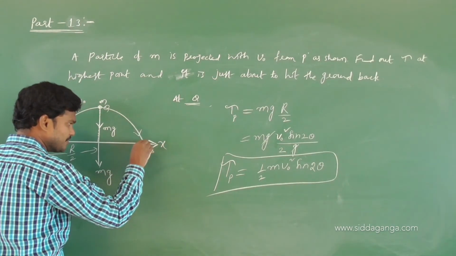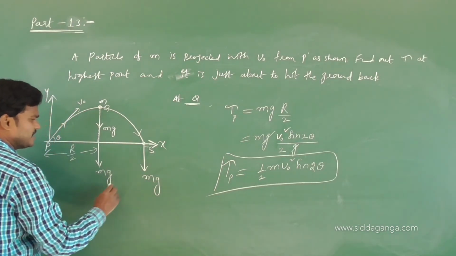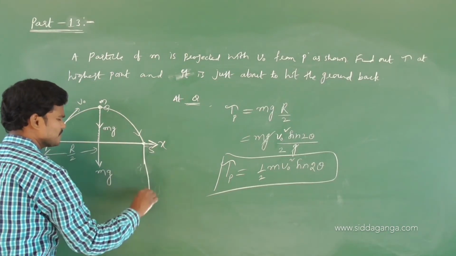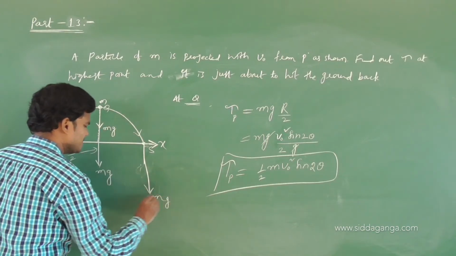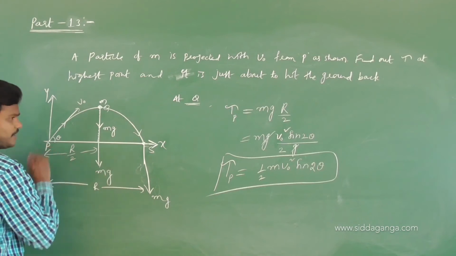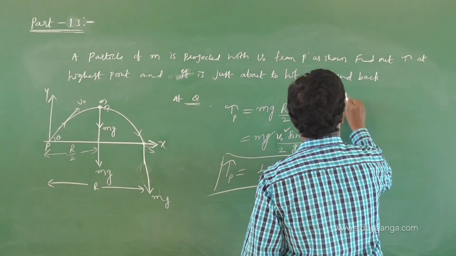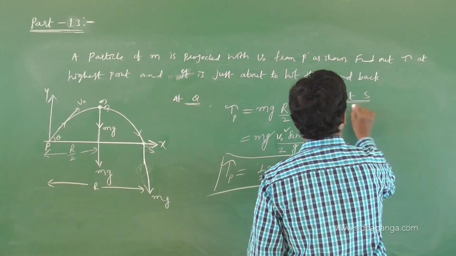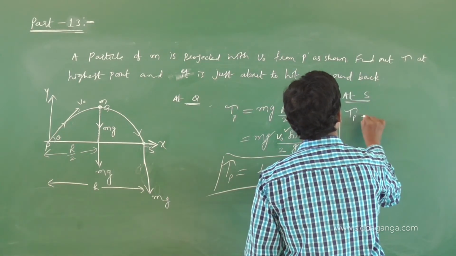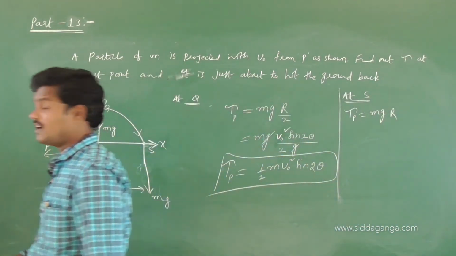And see, they are asking at this point, while it hits the ground. If the particle hits the ground, then the weight of the body acts vertically downwards and the perpendicular distance is R about P. Now at S, torque about P we can write it as mg into R. Got this point? Mg into R.